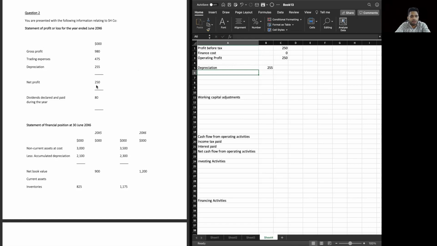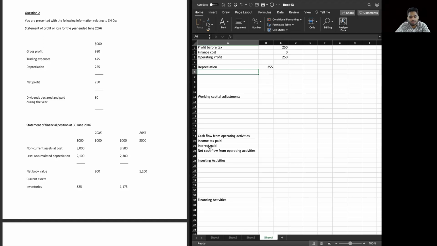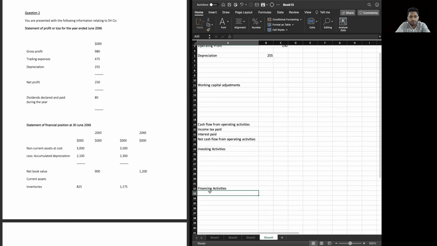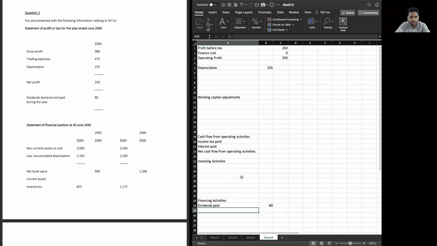Then you have dividends declared and paid during the year, which is 80. So under financing activities, you have dividends paid, which is going to be a net cash outflow of 80, right? Because dividends are paid as a result of issuing shares. So it's a financing activity, a financing cash outflow.